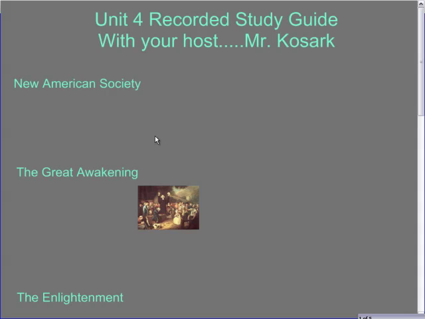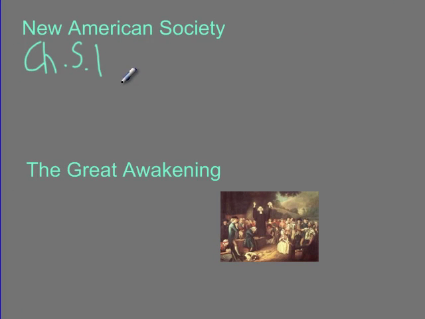The first term on your study guide is New American Society. What that means is really what are the differences between how people lived in England and how they lived in America and in the American colonies. And we're looking at Chapter 5, Section 1, starting on page 127, and the information that you're looking for goes through 130.